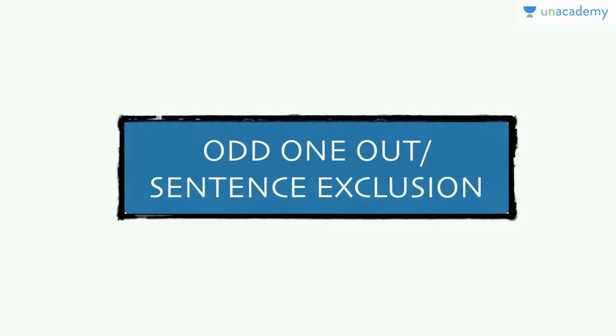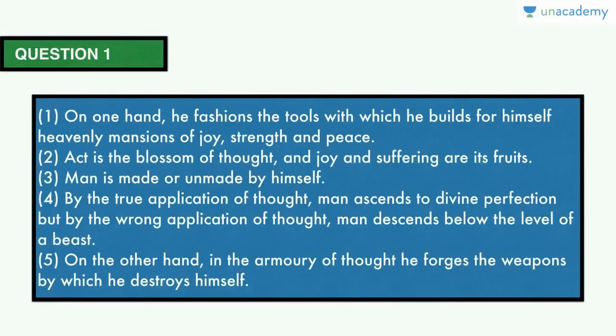Let's get started with question number 1. Fashions the tools, acts of blossom, suffering fruit, man is made or unmade by himself, true application of thought, destroys, wrong application. Let's read it properly. So it talks about something about creation by man.